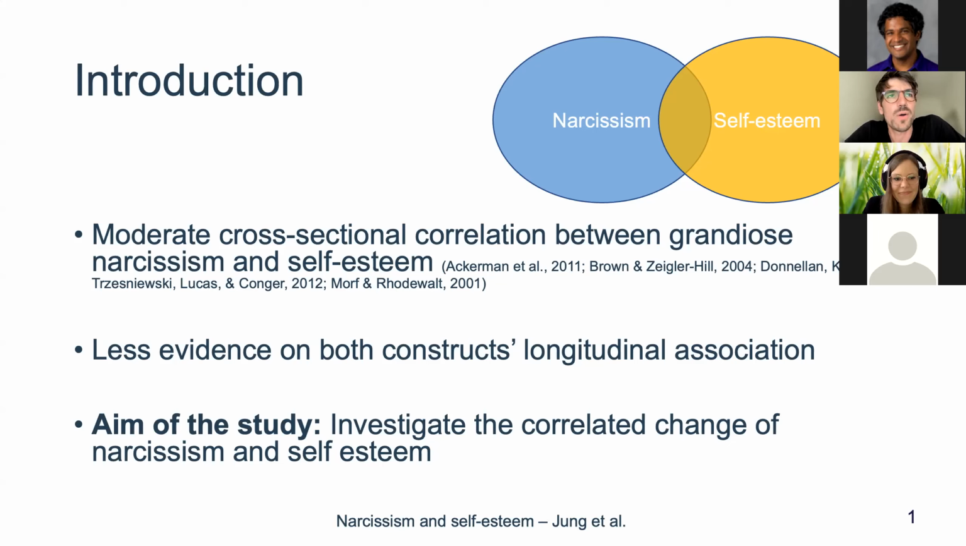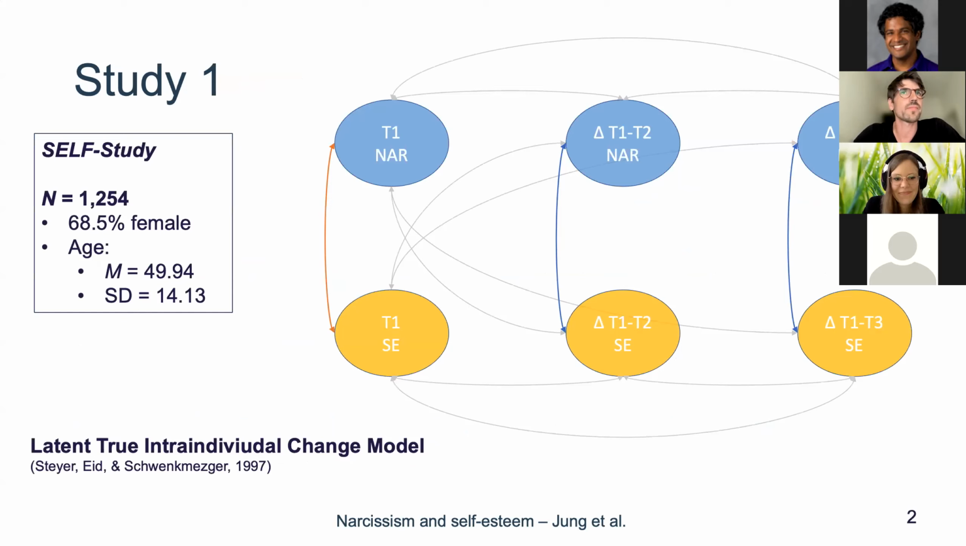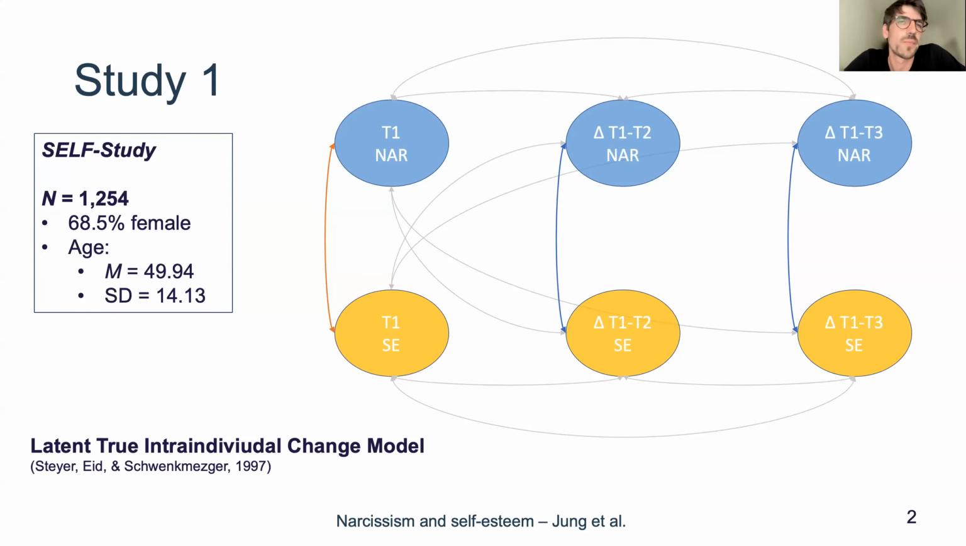Hence, the aim of our multi-sample longitudinal study was to investigate the co-development of grandiose narcissism and self-esteem, and thereby to examine whether change in narcissism is related to change in self-esteem. Our first study used 3 waves of data spanning a time period of 6 years, and the sample consisted of about 1,200 participants from early to late adulthood.